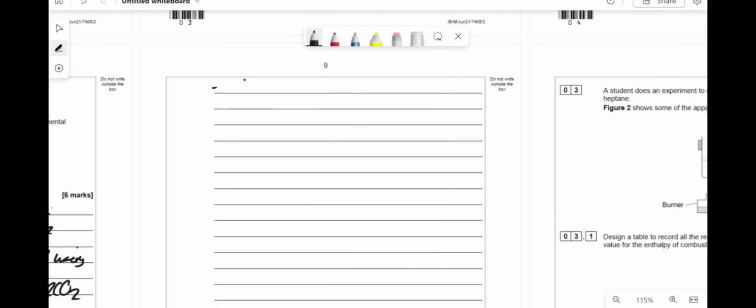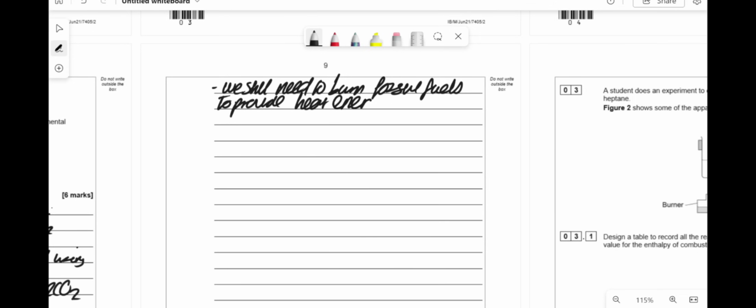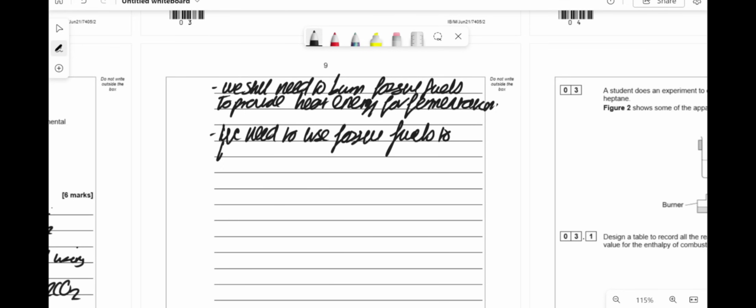So it's not technically entirely carbon neutral because, for example, we still need to burn fossil fuels to provide energy, or heat energy, sorry, for fermentation. Not only that, we need to use fossil fuels as well to harvest crops. And these both release CO2.